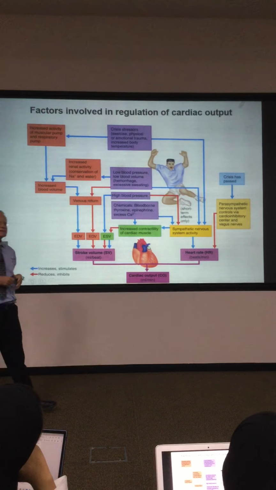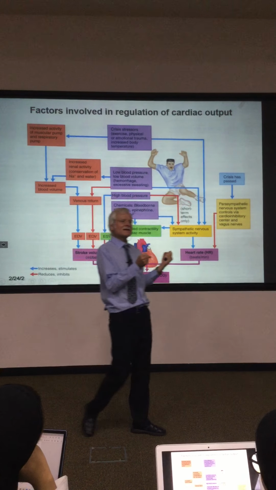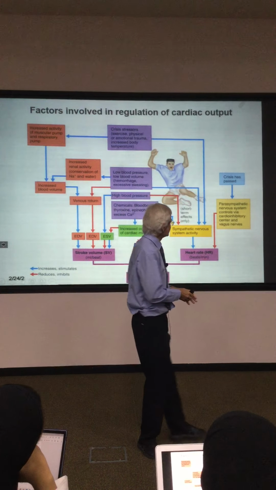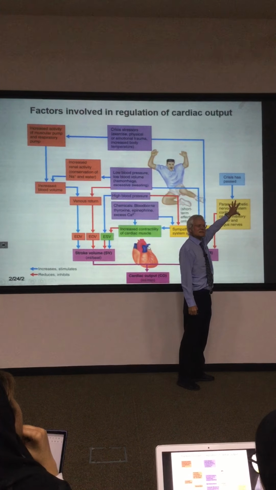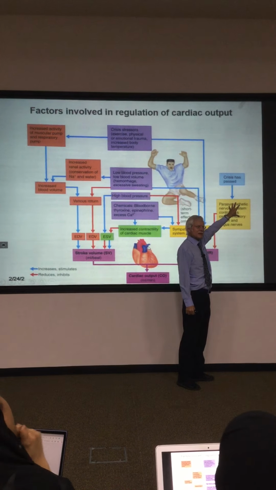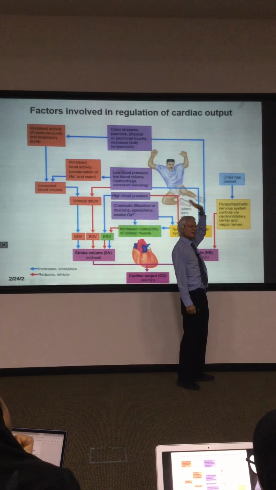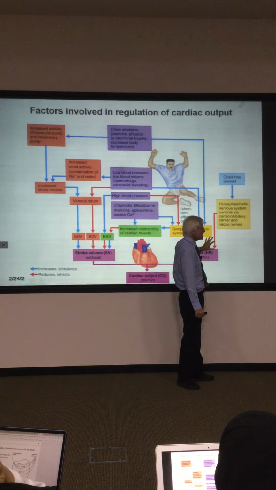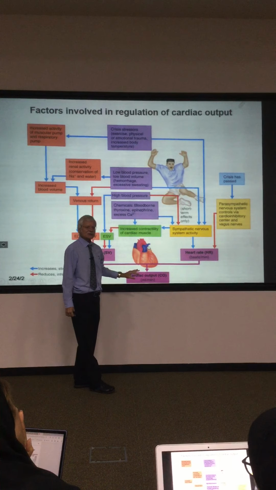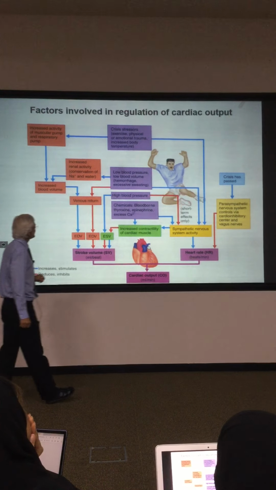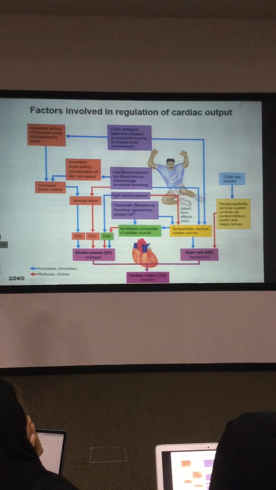Imagine now that the crisis has passed, we've done our running, we're sitting down now to relax. So the crisis has passed, now the parasympathetic system comes into play. The sympathetic quietens down, the parasympathetic slows down the heart, so therefore the cardiac output will be reduced. Okay, so it just gives you some idea.